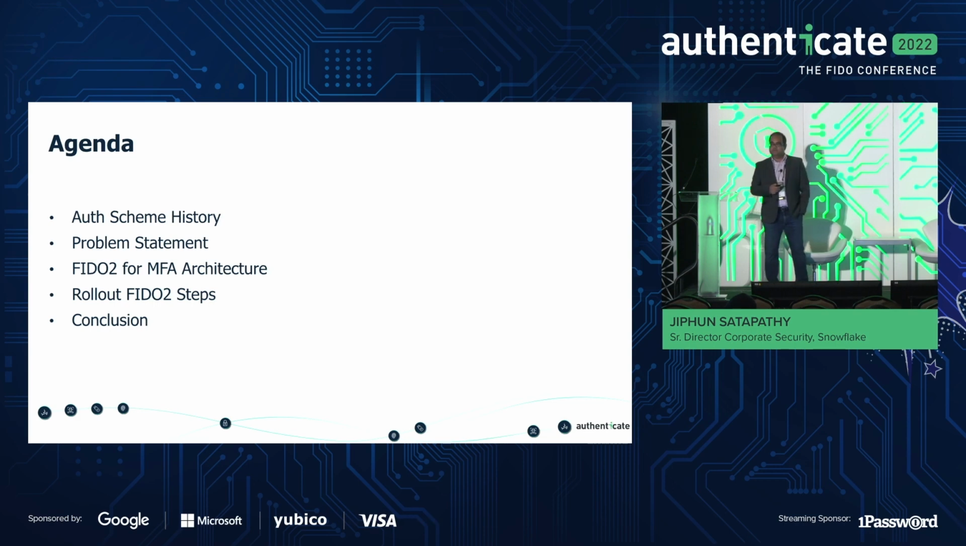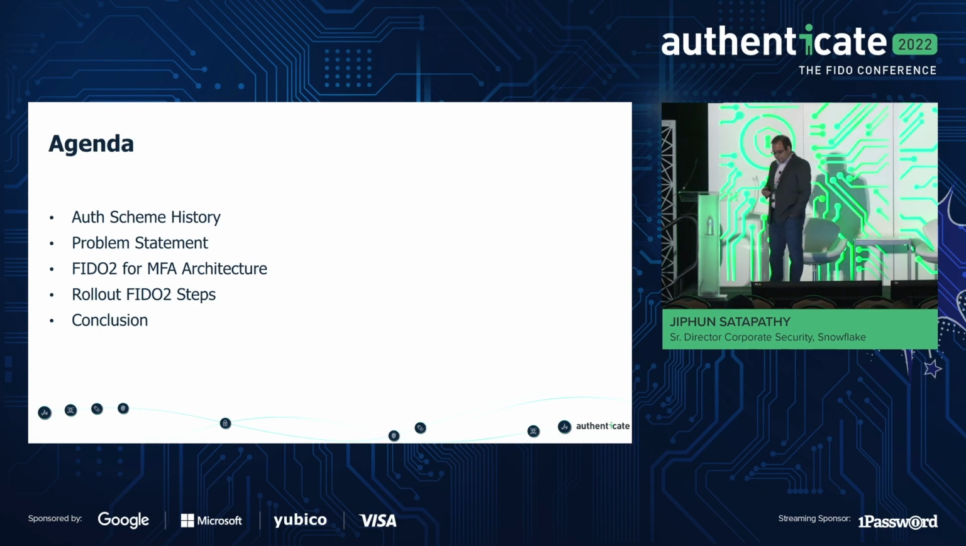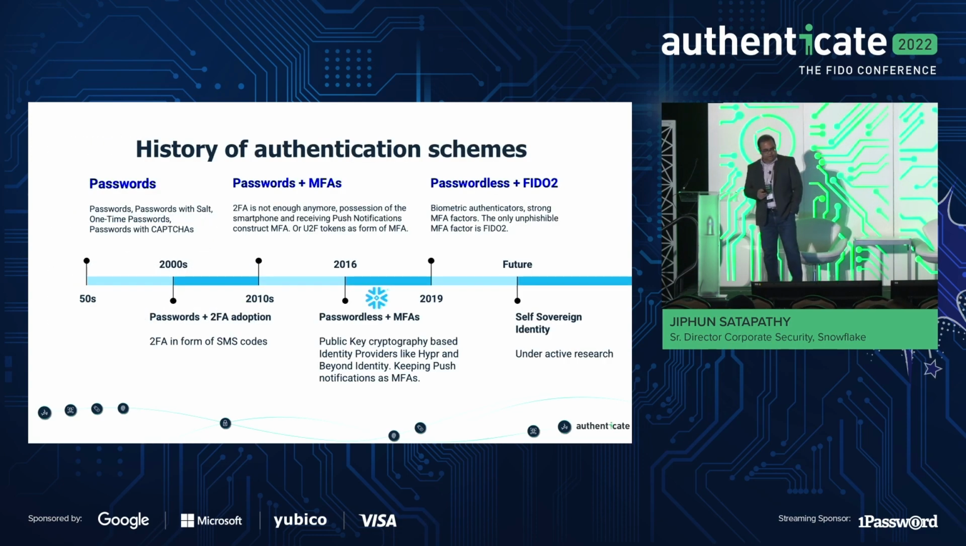What are some of the key steps we took when we rolled it out? It's not a straightaway solution, as some of you who have been associated with it would know. And finally, I would like to discuss some of the key outcomes we have seen. What are some of the results that we have seen? Cool. So let's talk a little bit about the auth schemes that we have seen.